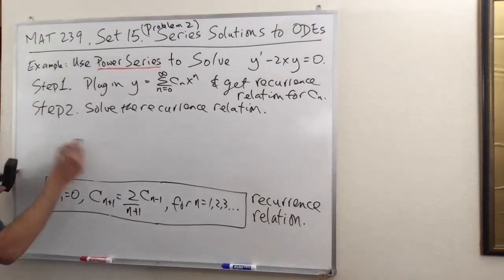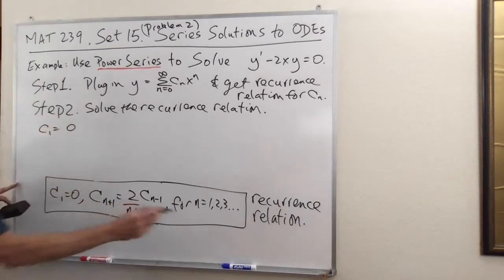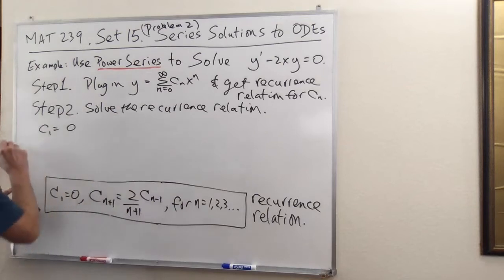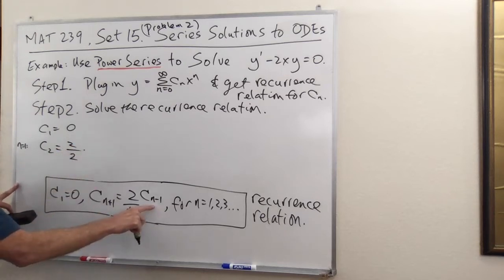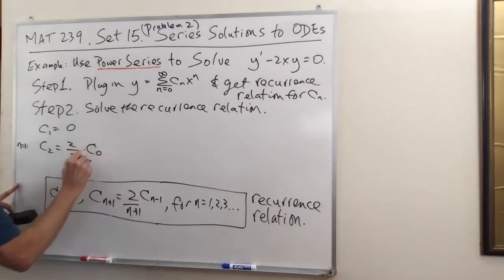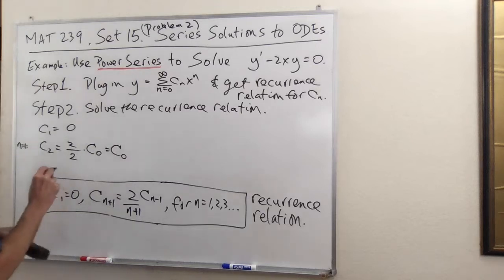Well, let's do it. All right. First, we got C1 is 0. Okay. And then when I plug in n equals 1, I get what C2 is. C2, when n is 1, is 2 over 1 plus 1, which is 2, times C1 minus 1, that's C0. That's just C0. Right? Cool.